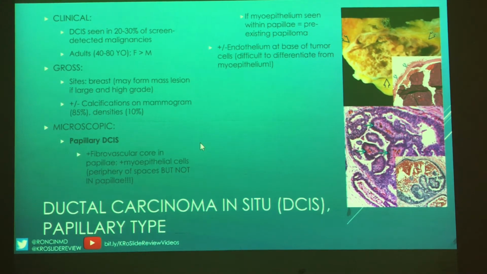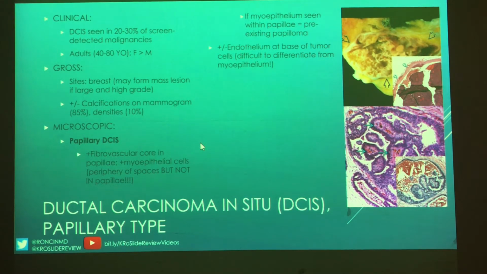So with papillary DCIS, we are going to see those fibrovascular cores. You are going to see myoepithelial cells, but your myoepithelial cells are only going to be on the outside of that lesion. So all the stuff we had in that biopsy, you probably aren't going to see myoepithelium because we can't really tell where the lesion ends.